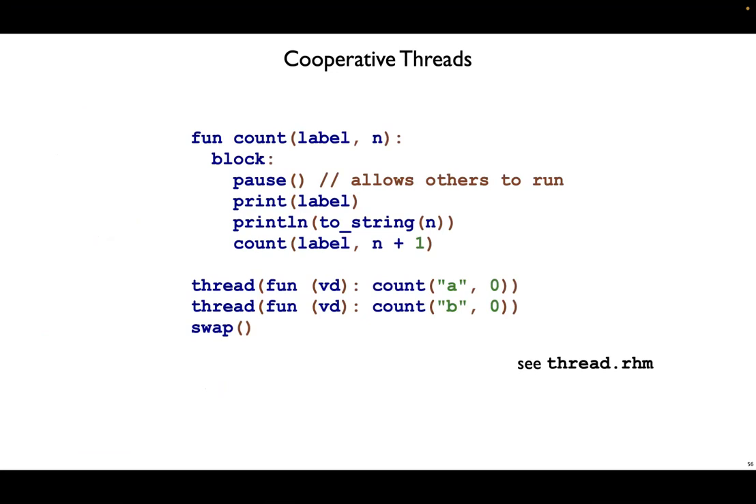Finally, let's see cooperative threads implemented with letcc. Here's an example using threads, assuming that we've already defined them. We'll see the implementation in a second. We've got a count function here, and we're going to run count inside two different threads.